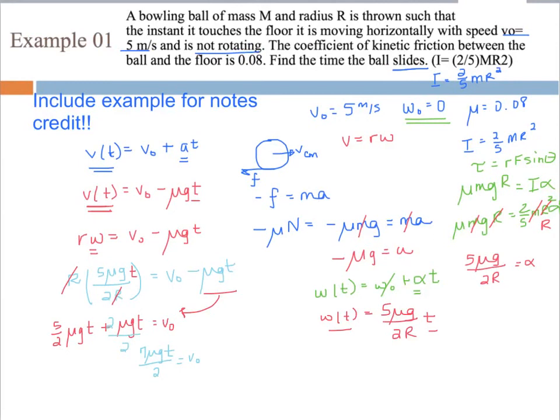And again, I want to solve for t, so I can rewrite this: t is equal to v naught times 2 divided by 7 mu g. At this point, we have all of these values. Once you plug everything in, you should get 1.822 seconds. This is the time it takes for it to travel before it begins to roll without slipping.